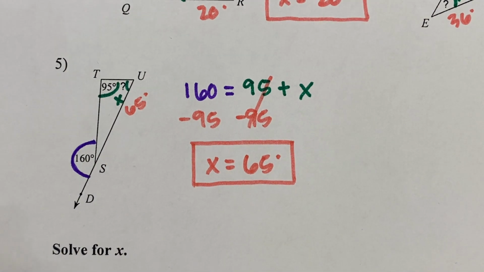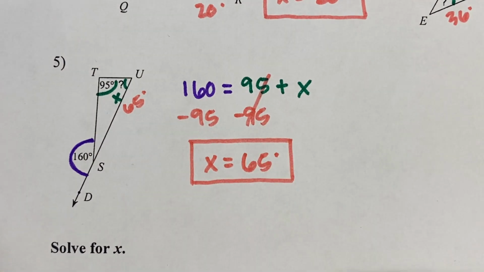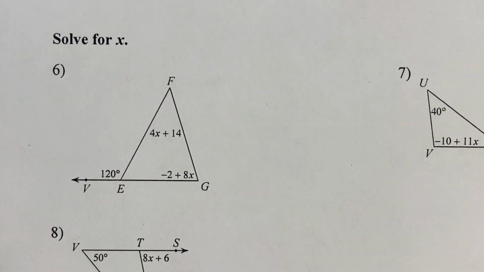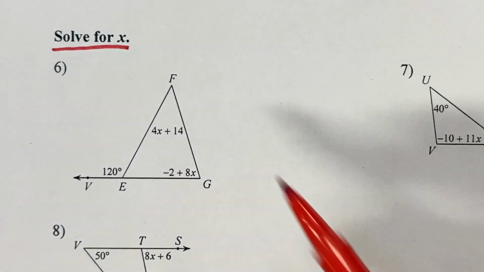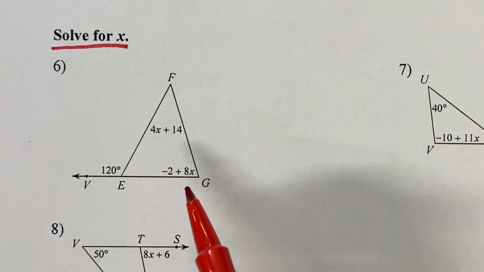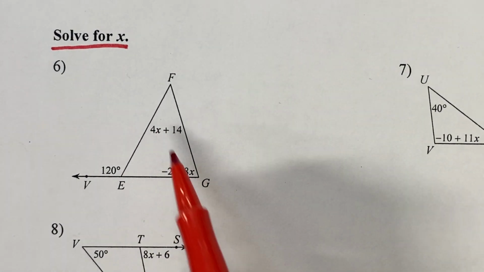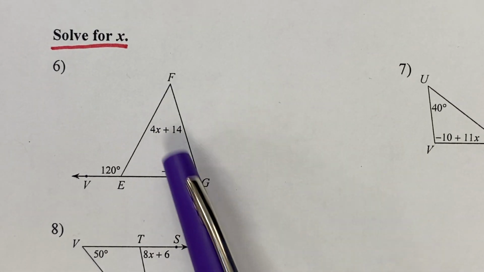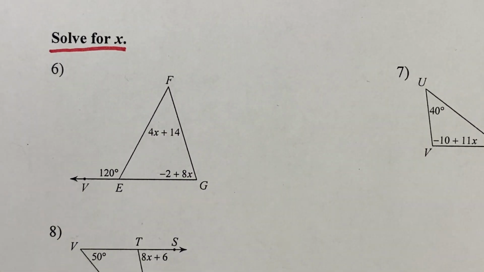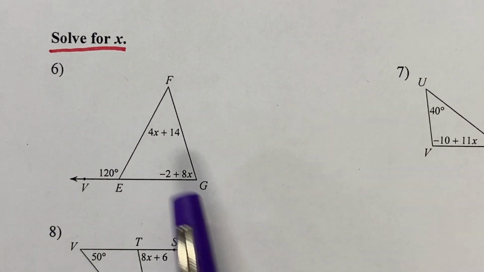Okay, now that kind of leads us perfectly into our next section. So now it's actually asking us to solve for X. Okay, so we're not actually trying to find these angles, but notice we have a bunch of X's mixed in there. Okay, so in order to solve for X, we have to know what these angles are. Okay, so there's a couple ways we can actually set this up.